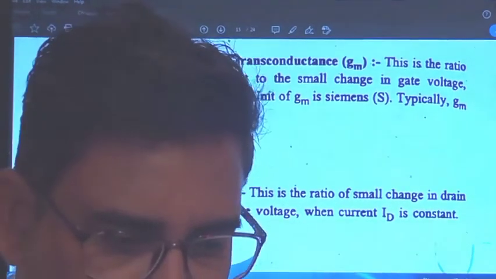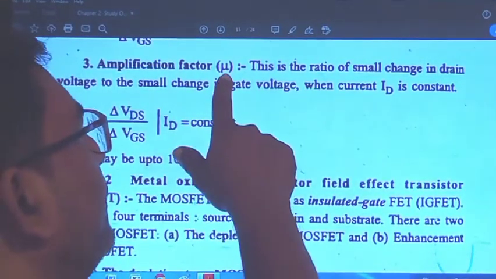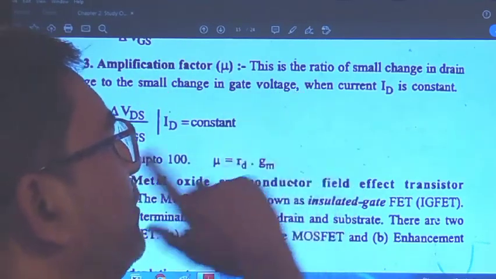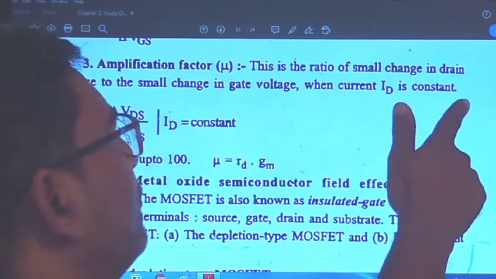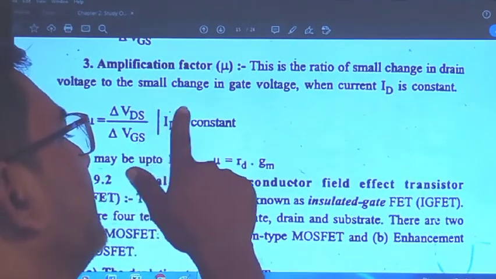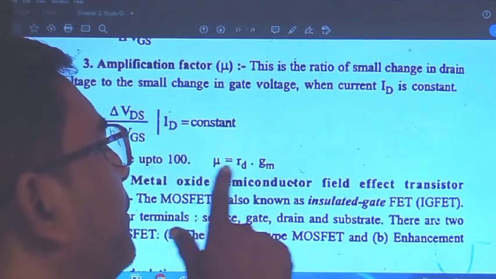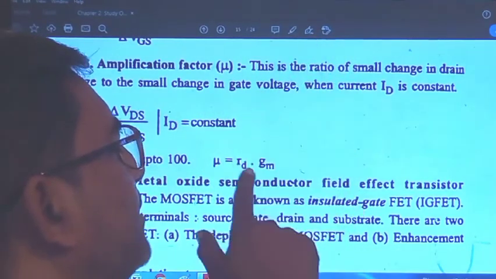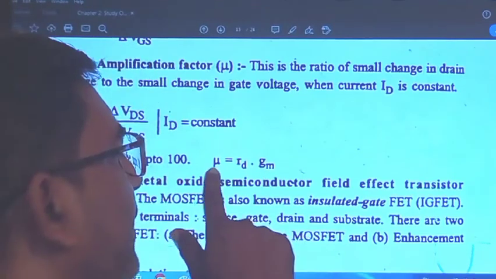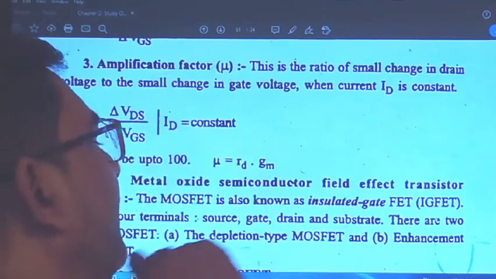Okay, students. That's the amplification factor, considered as mu. It is the ratio of the small changes in the drain voltage to the small changes in the gate voltage when the current ID is constant. Mu is equal to del VDS divided by del VGS. Since ID is constant, mu can be up to 100. Mu is the product of the drain resistance and the conductance, that is, the mutual conductance or transconductance. From this multiplication you get the amplification factor.